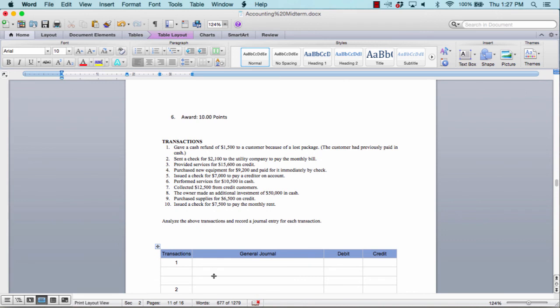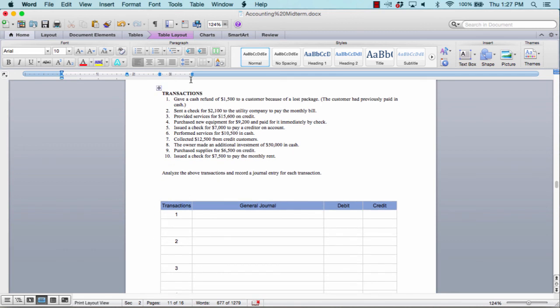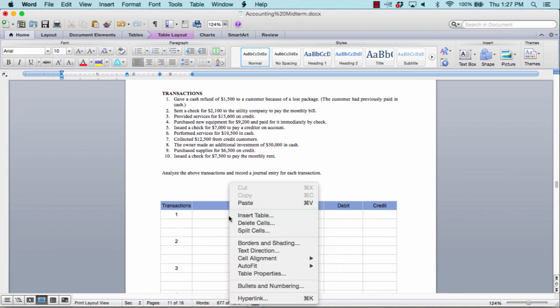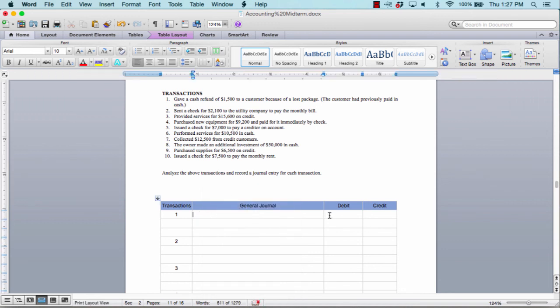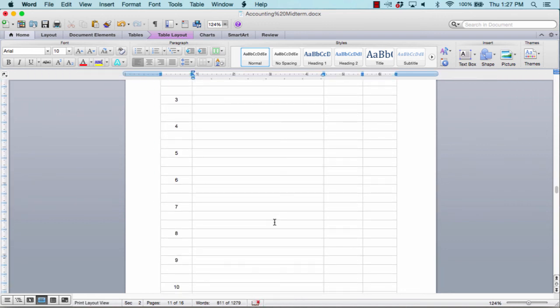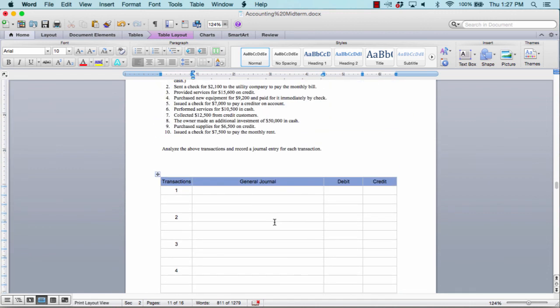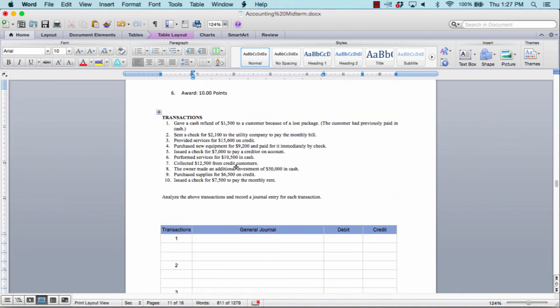Number 6 is actually giving you transactions on this one. It's giving you 10 transactions right here, and it's asking you to analyze the above transactions and record them in the journal entry for each transaction. So now it's going to be asking you to write down each transaction here, and I have 1 through 10 labeled already. So I'll do the first one.